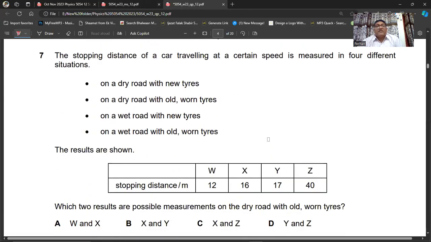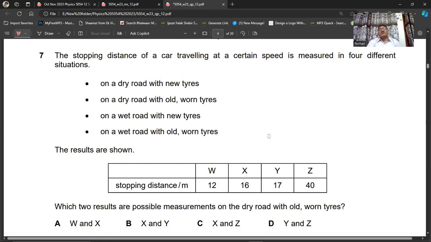Question number 7 is showing up on your screen. The stopping distance of a car traveling at a certain speed is measured in 4 different situations. On a dry road with new tires. On a dry road with old worn tires. On a wet road with new tires. On a wet road with old worn tires.